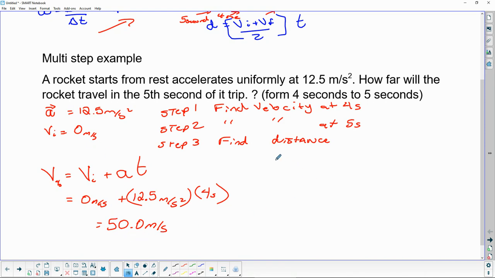Okay, now we'll do the same thing for after 5 seconds. It's going to be the same equation, but the time is going to change. That's a 5, by the way. 5 seconds. So 0 plus 12.5 meters a second squared times 5. So multiply 12.5 by 5, and we get 62.5 meters per second.